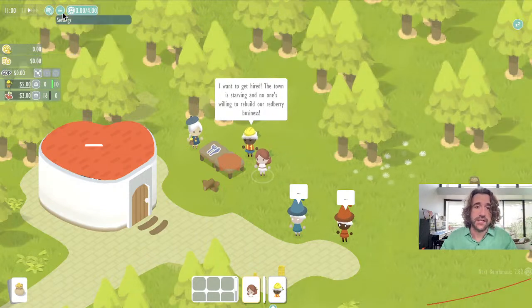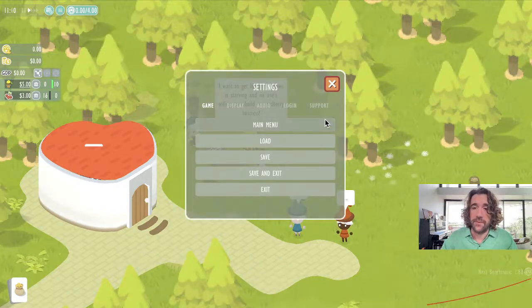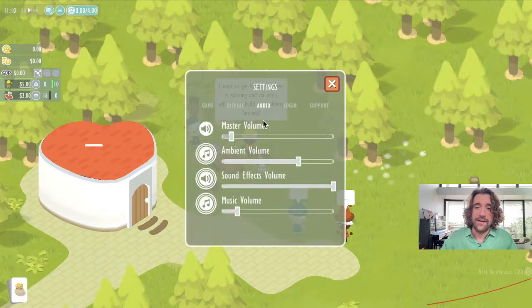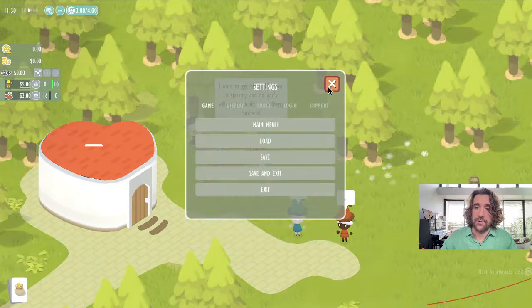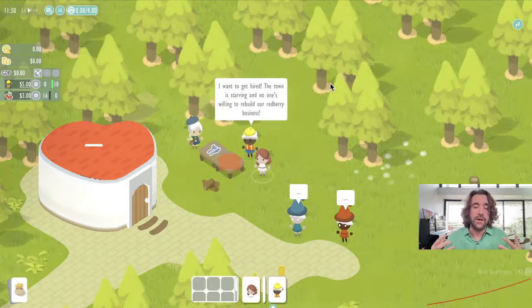Oh, the music just popped in, which is a great opportunity for me to show you how I can reduce the volume. I can just control it from here by clicking on the settings and then audio. So do that if you want to lower the volume or even get rid of it.